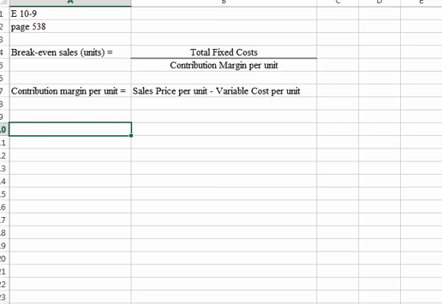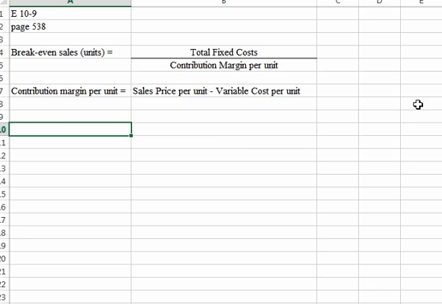Okay, you guys, we'll now take a look at exercise 10.9 on page 538. Here we're still working with this break-even sales in units formula and some variations of it again. And then I'm also going to give you the target profit sales in units formula there as well. But let's read through it.